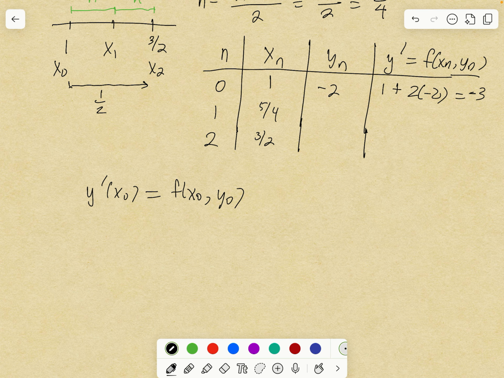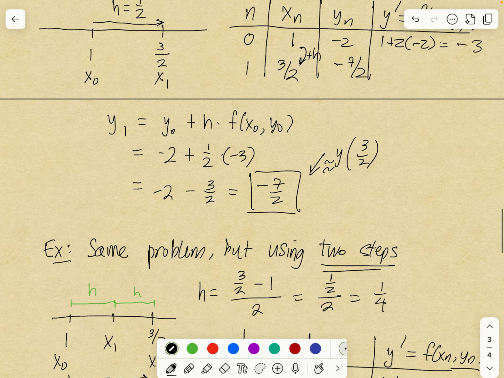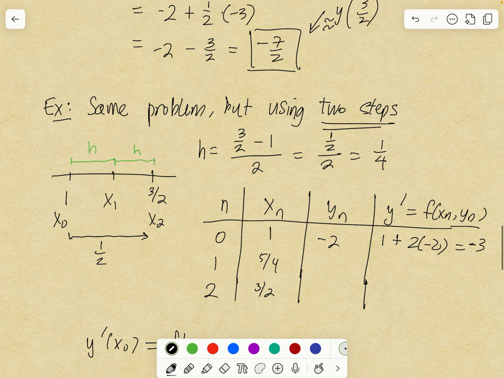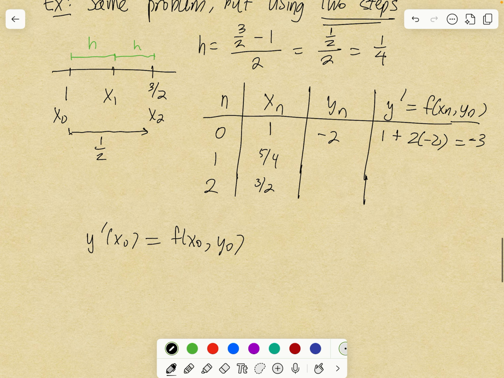So just to remind you where that came from, in this problem our y prime was x plus 2y. So I'm just plugging in x0 for x and y0 for y. That is going to give me 1 plus 2 times -2, which is -3.